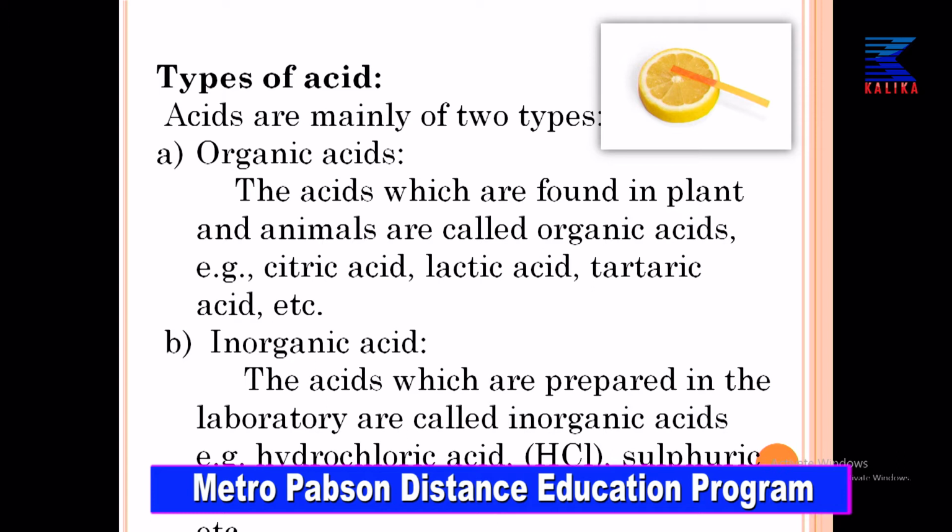Similarly, our eyes become irritated, or tears fall from the eyes, when we cut an onion, due to the acids found in the onion.